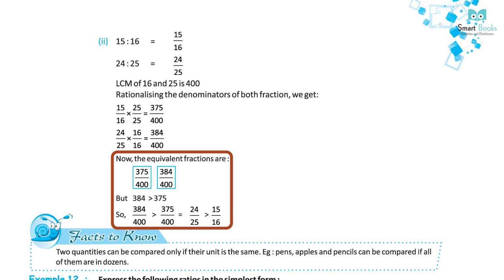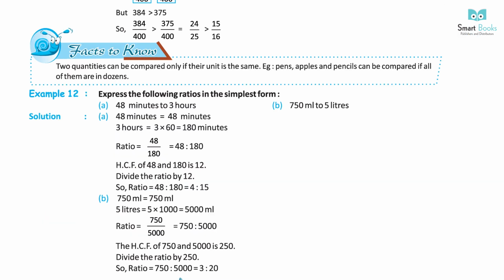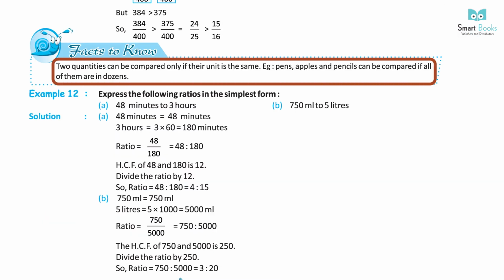But 384 is greater than 375. So, 384 upon 400 is greater than 375 upon 400, which means 24 upon 25 is greater than 15 upon 16. Facts to know. Two quantities can be compared only if their unit is the same. Examples: pens, apples, and pencils can be compared if all of them are in dozens.